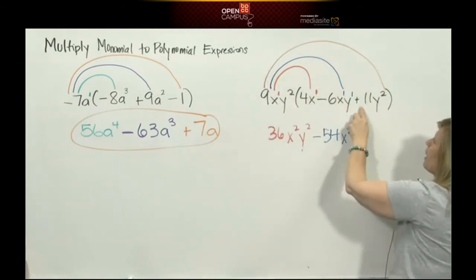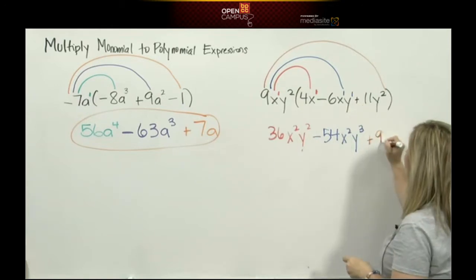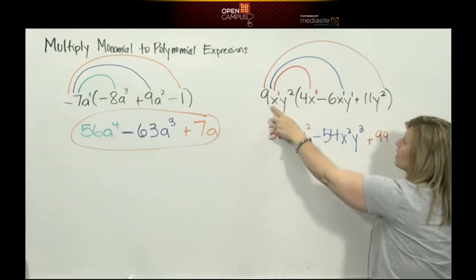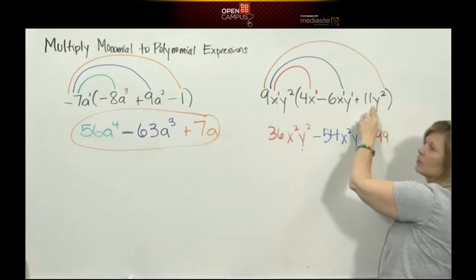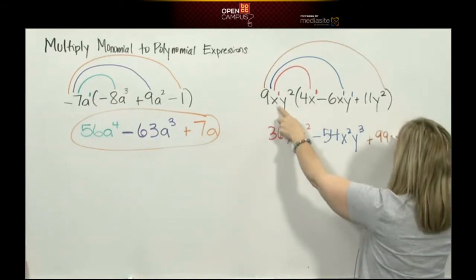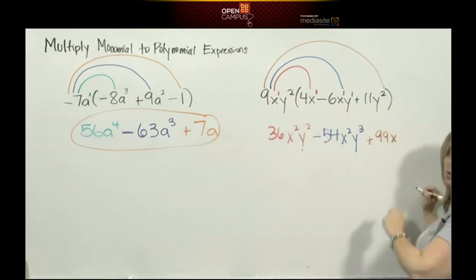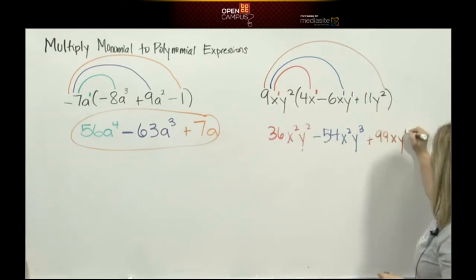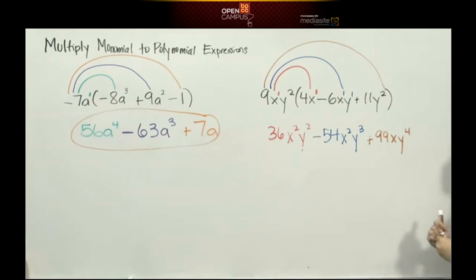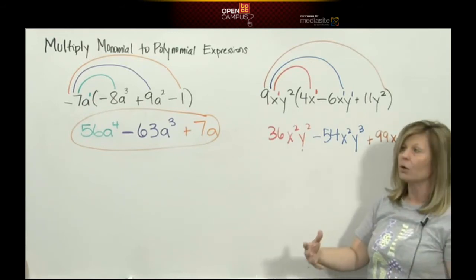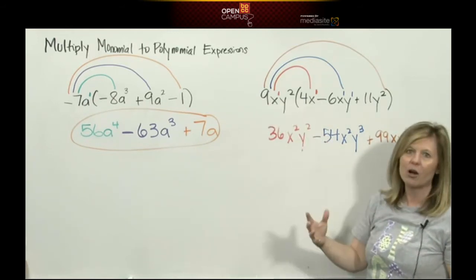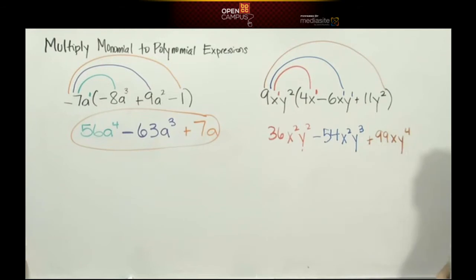9 times positive 11 would be positive 99. We have an x. Well, there is no x here. We don't forget about the x, you just bring it down. You just write x. We have y squared times y squared, and that would make y to the fourth. So all we learned right now is you could do the distributive property with any type of monomial, whether it be a number or a variable or a product. Now, the question is, are we done here or can we keep going?